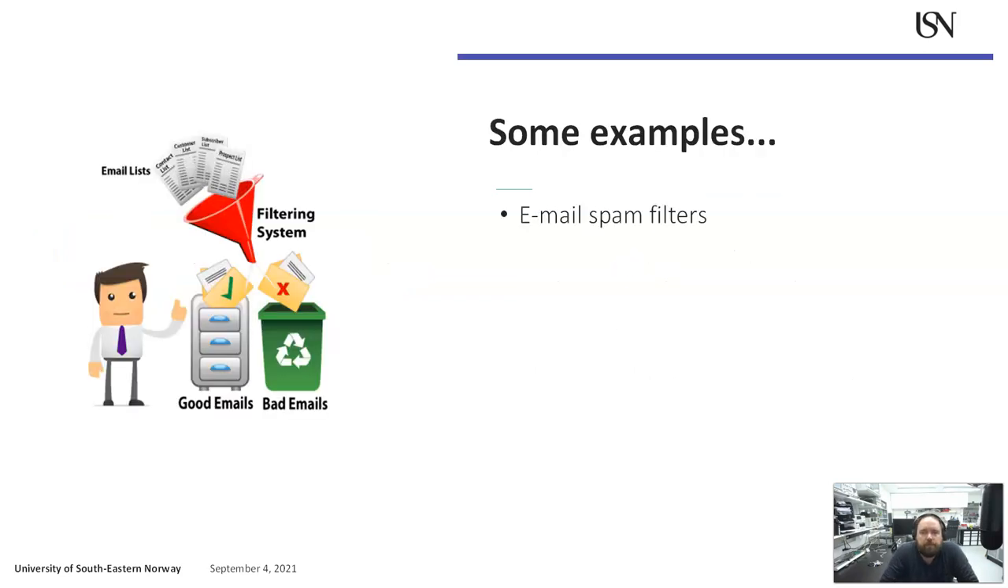So a couple more examples. The most typical example of a machine learning method, I guess, is the email spam filter. That's one of the first examples you will encounter in many machine learning books.